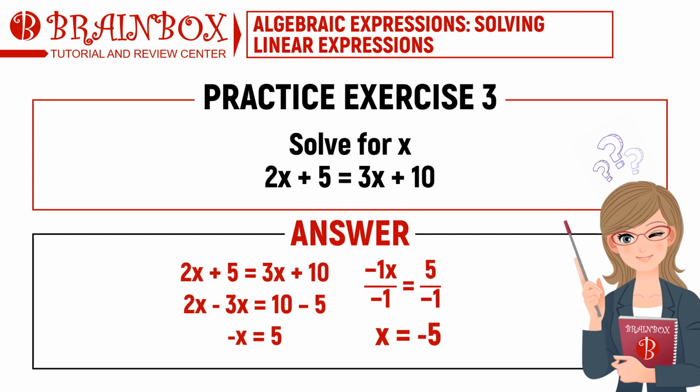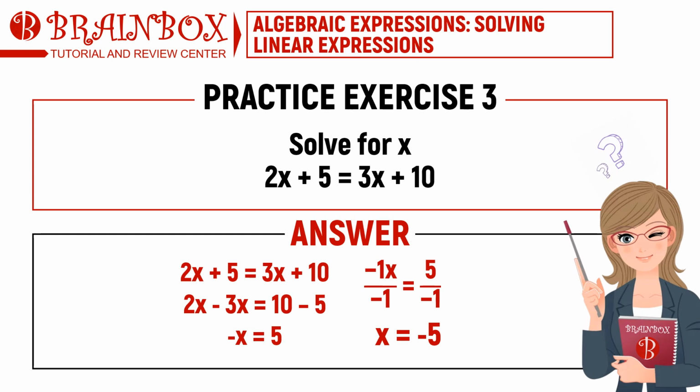Time is up. The correct answer is -5. Since there are no parentheses to remove, we can skip directly to the second step, sorting the terms. We transpose 3x to the left side, making sure to flip the sign to negative, and then 5 is moved to the right side, turning into -5. Combining like terms on both sides now leaves us with -x equals 5.